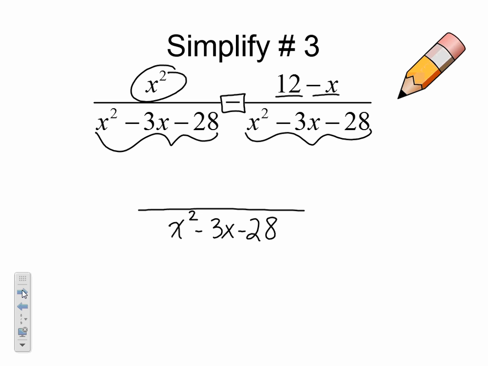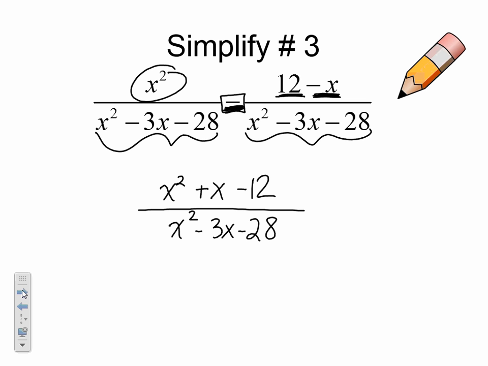So what I would end up with here is an x squared minus a negative x, which would be like adding x, minus a 12 is subtracting 12. Okay, there we go. This is how my answer looks. Now, I have combined these two into a single fraction, but through subtraction, because that's what I was supposed to do. But now I need to make sure my answer is as simplified as it can get.